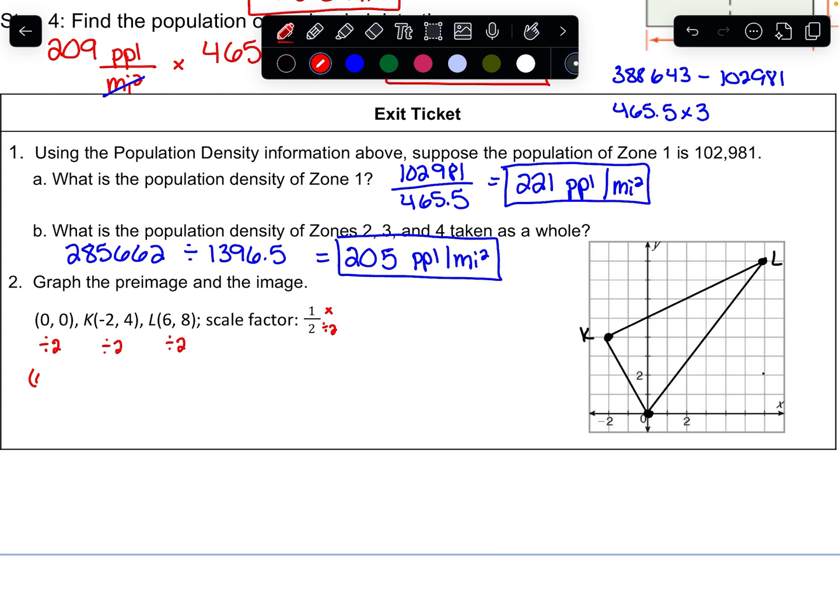So that's going to keep us at 0, 0, and then it's going to put us at negative 1, 2, and then it's going to put us at 3, 4. So negative 1, 2, and 3, 4. So that would be our image, K prime, L prime.